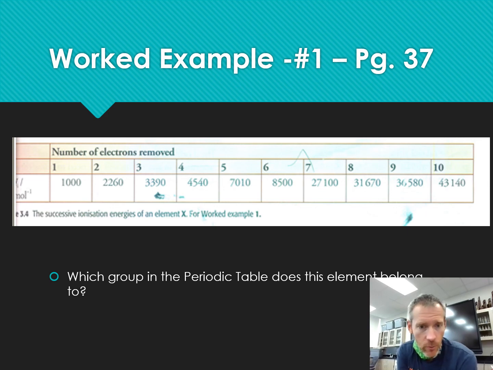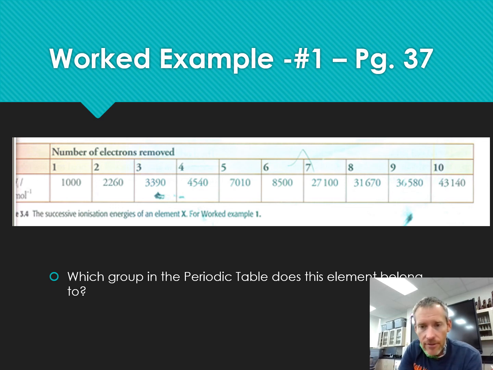All right, which group in the periodic table does the element belong to? Looking at the ionization energies of this element, we have to find out what group it's in. Basically, we have to figure out where there's the biggest jump between ionization energies. Between 1 and 2, it's all pretty much standard. It goes 1,000, 2,000, 3,000, 4,000, 7,000, 8,000, and then you get to 27,000. Boom. So that's a pretty big jump.